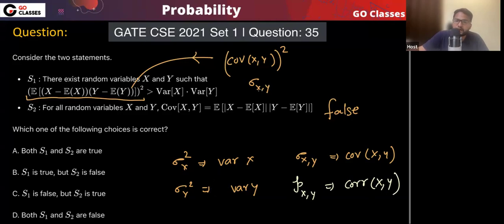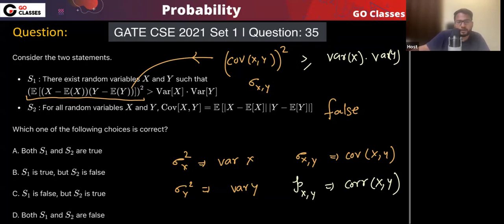Okay, great. Now they are saying that the square of covariance of x, y is greater than or equal to the variance of x into the variance of y. So I think we have done a similar kind of thing. So the correlation formula says... is this true? No, this is less than or equal to, right? Instead of greater than or equal to, it should be less than or equal to.